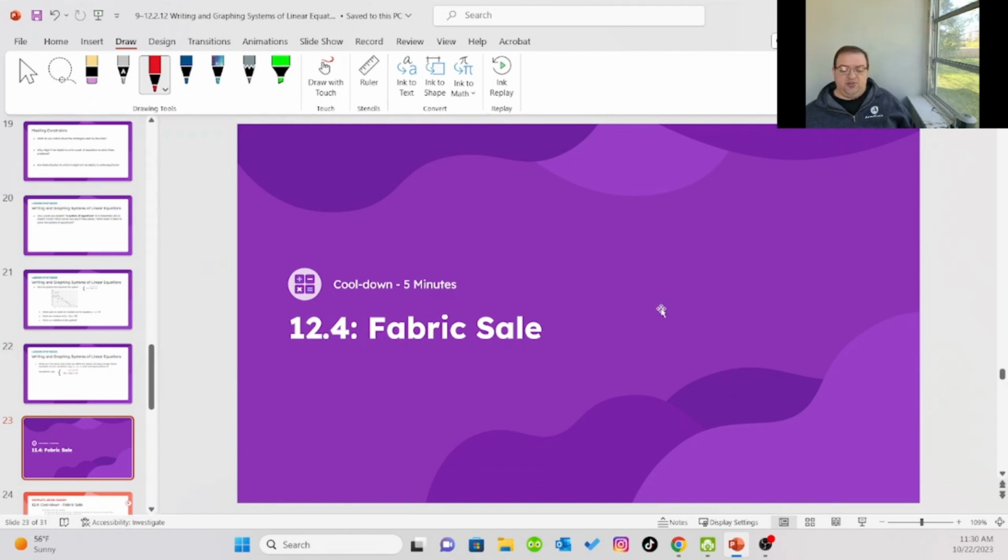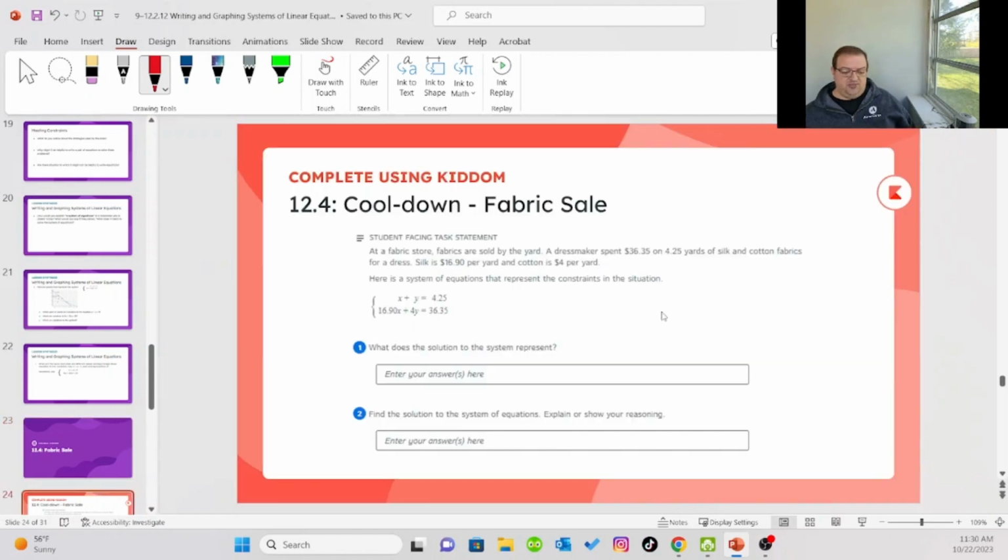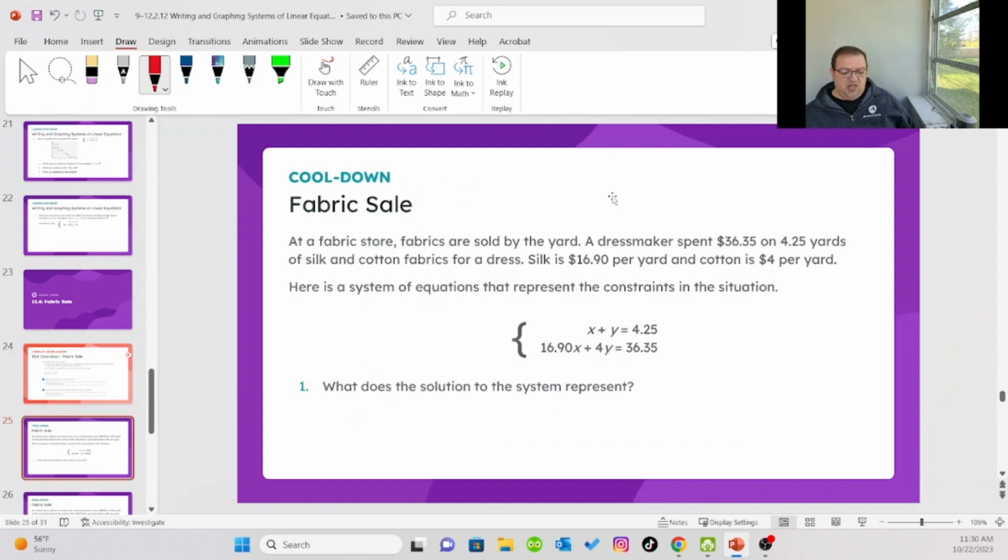Our cool down is on Kiddom. It's 12.4, fabric sale. At a fabric store, fabrics are sold by the yard. A dressmaker spent $36.35 on 4.25 yards of silk and cotton fabrics for a dress. Silk is $16.90 per yard, and cotton is $4 per yard. Here is a system of equations that represent the constraints in the situation.